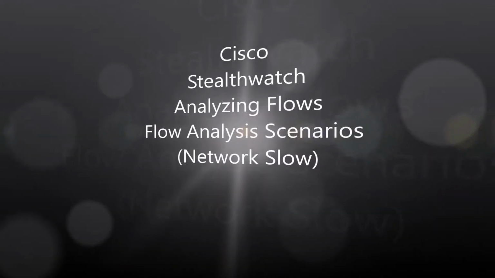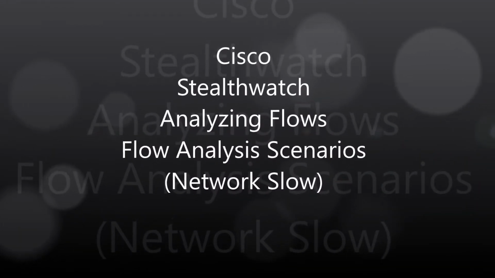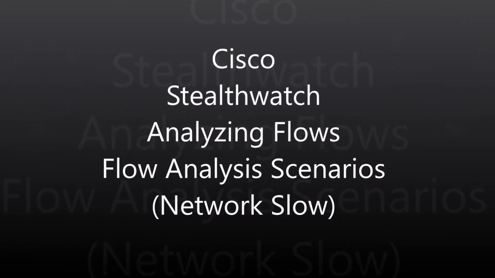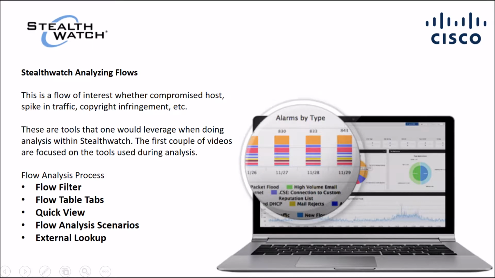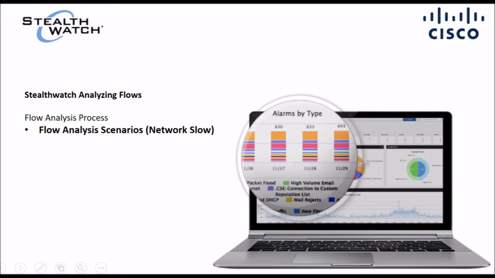Okay, folks, here we are, Stealthwatch, analyzing flows. This time we're going to look for network slowness. But first, Stealthwatch is used in a variety of ways, one of which is to find compromised hosts, spikes in traffic, copyright infringement, advanced persistent threats, network slowness, or overloaded interfaces.